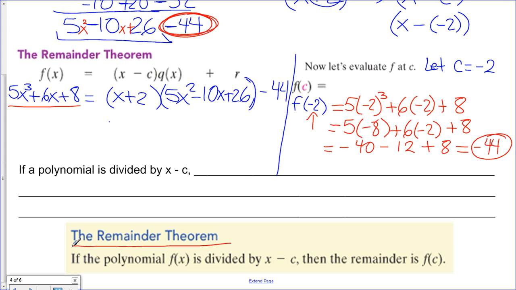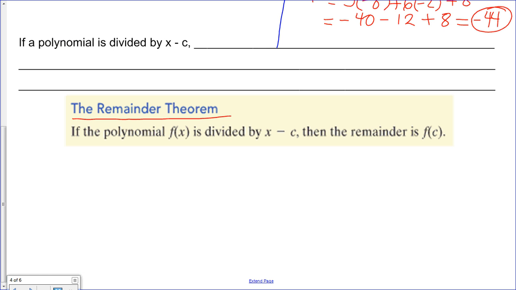So it says if the polynomial f of x is divided by x minus c, then the remainder is f of c. In other words, the function value.